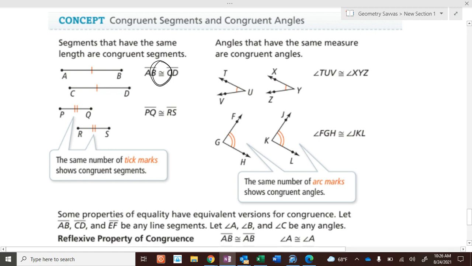So the one tick mark is congruent to the one tick mark. The two tick marks are congruent to the two tick marks. But PQ is not congruent to AB because this has one tick mark and this has two tick marks. So they're not congruent. So you have to use the same number of tick marks to say things are congruent. Same with arc marks. Arc marks allow us to say that angles are congruent. So these two angles are congruent and these two angles are congruent. All right.